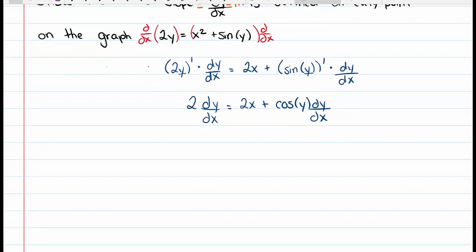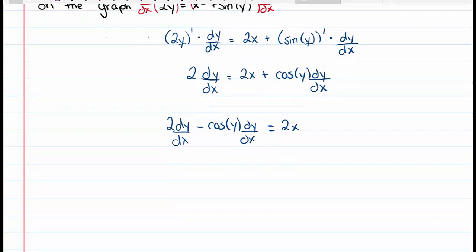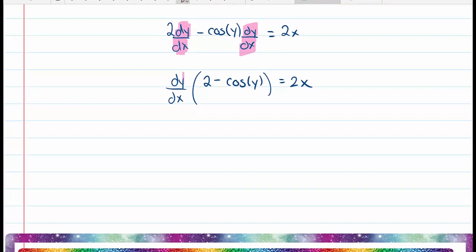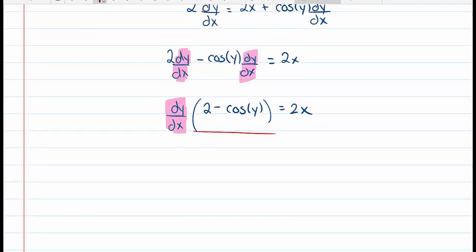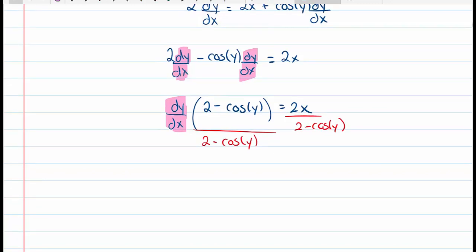So now our goal is to get all the dy dx's onto one side of the equation. So I'm going to go ahead and subtract this cosine y dy dx, and I get 2 dy dx minus cosine of y dy dx is equal to 2x. And this is all very exciting because now, if you notice, we have this and this on one side. So I'm going to go ahead and factor that out and get dy dx times (2 minus cosine y) equals 2x. Now as you can see, I have this all right here. So all I need to do now is divide both sides by 2 minus cosine of y, and I get that dy dx is equal to 2x divided by 2 minus cosine of y.